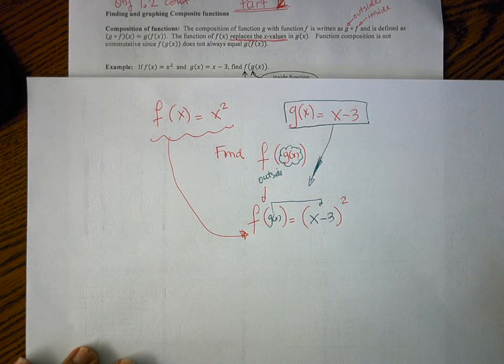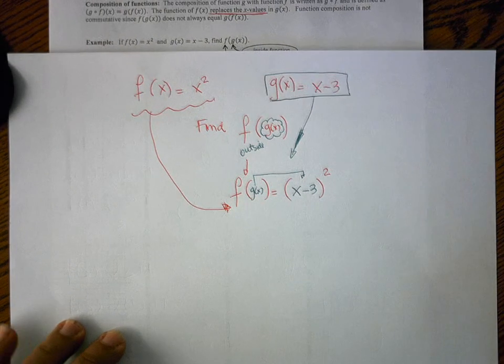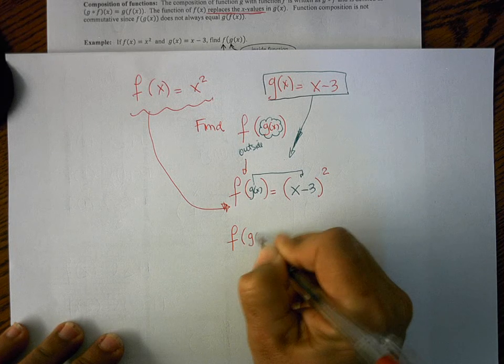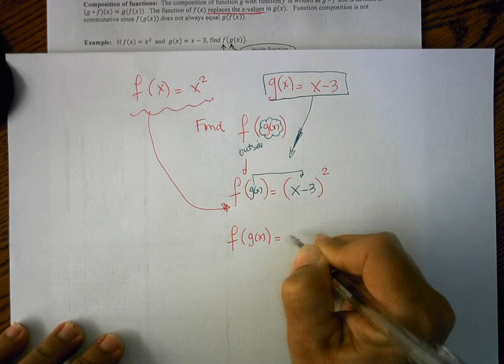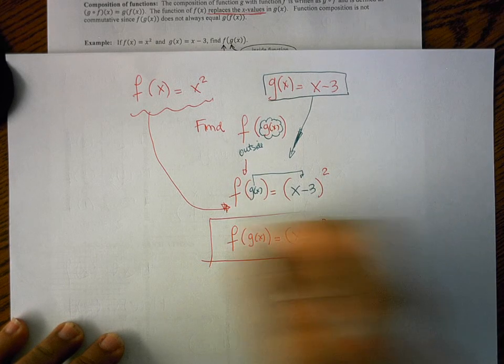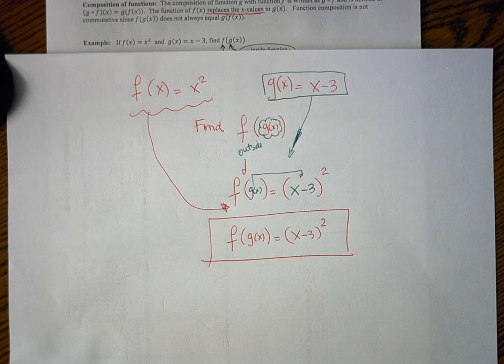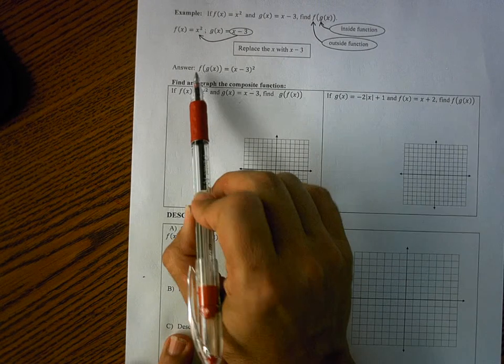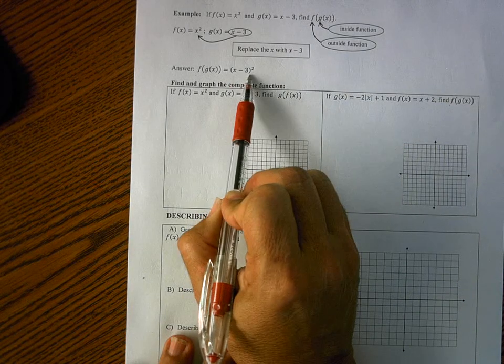So the new function, let me write it nice and clean and pretty, is f of g of x equals x minus 3 squared. That's the new composed function. It created a new one, okay? So if you go back over here, you can see that that's what we end up with. f of g of x equals x minus 3 squared, okay?